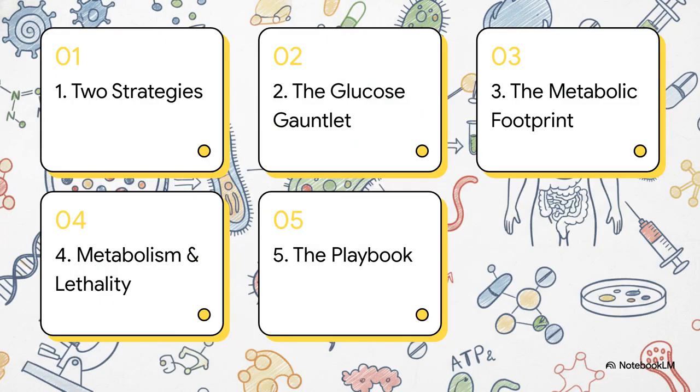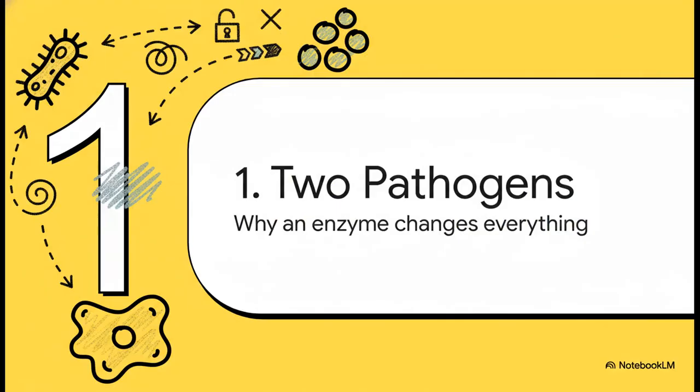So here's our game plan. First, we'll compare their core strategies. Then we're going to dissect the glucose pathways that really define them. After that, we'll see how those pathways leave a tangible footprint in the lab. Then, and this is critical, we'll explore how their metabolism affects whether or not our antibiotics work. And finally, we'll wrap it all up in a high-yield playbook. Okay, let's dive into strategy. We're about to see how the presence, or absence, of a single enzyme forces these two pathogens down completely different evolutionary and clinical paths. It's pretty amazing.